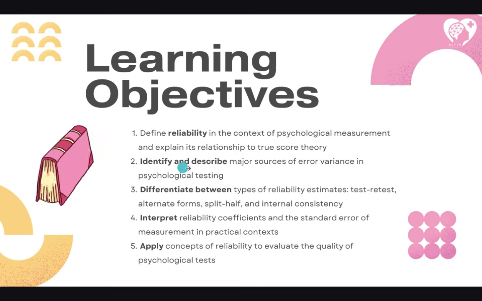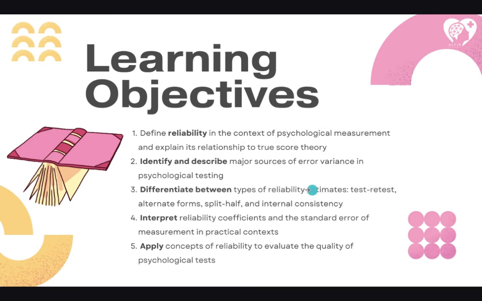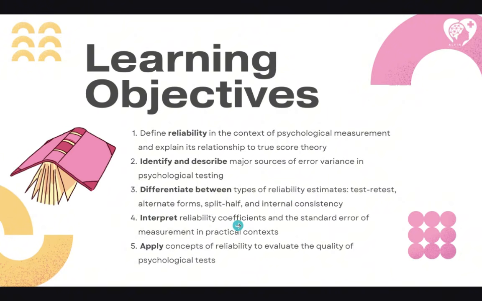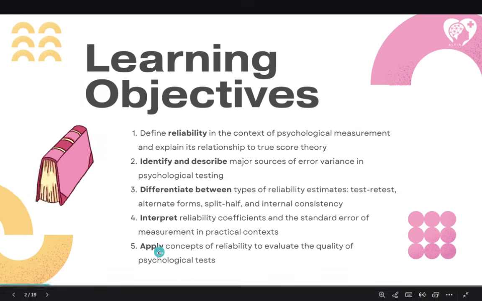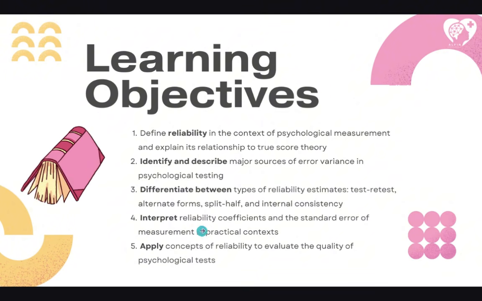And then number 2 is identify and describe major sources of error variance in psychological testing. That's why I told you that we'll look closely sa mga shrimps, sa mga error, okay? And the next, differentiate between types of reliability estimates. We have the test retest, alternate forms, split half, and internal consistency. And then number 4 is interpret reliability coefficients and the standard error of measurement in practical contexts. And of course, number 5 is to apply all these to evaluate whether a psychological test is actually of any good or it's of good quality.